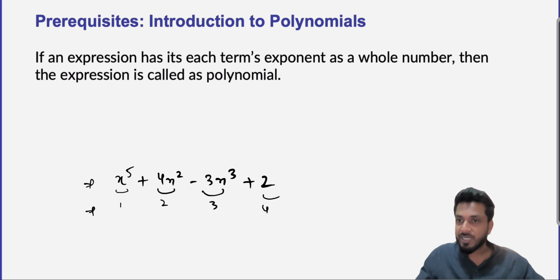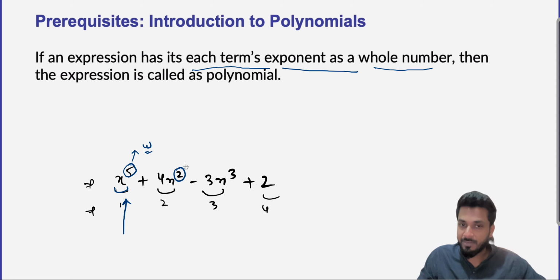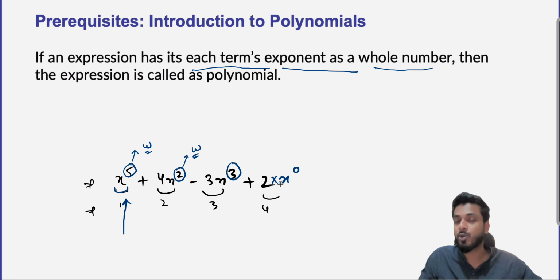right? Now, as per the definition of polynomials, we have to check that each and every term's exponent must be a whole number. So this is the first term, and 5 is the exponent of the first term, which is nothing but a whole number. Similarly, look at the exponent of the second term. This is 2, which is again a whole number, and this exponent is 3, and this exponent is 0. So this is a constant, so I can write it as 2 into x to the exponent 0. So this term's exponent will be 0, which is again a whole number. So it is satisfying the definition of a polynomial. Hence, we can say that yes, this expression is a polynomial.